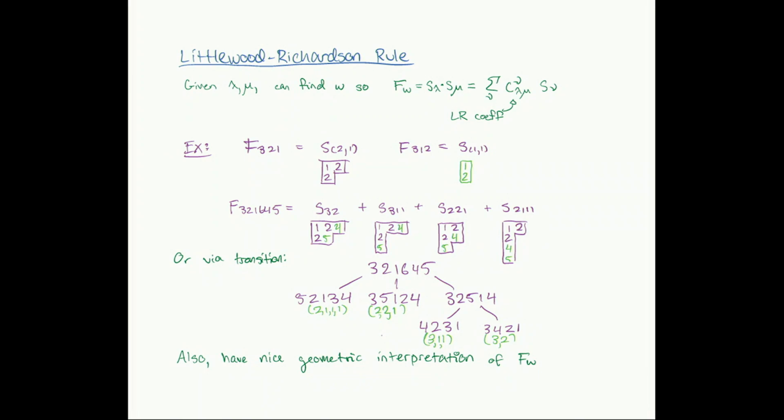And then what I want to point out, all right, so F321645, how did I get that from 321 and 312? Yeah, I'm sort of concatenating them, and I have to shift the later values. And so if we compute this, you can check via our rule. It should be the sum of these four Schur functions, S32, S311, S221, S2111.